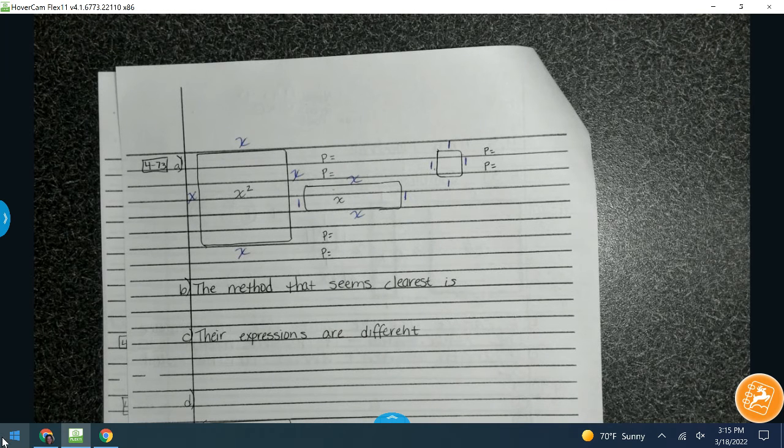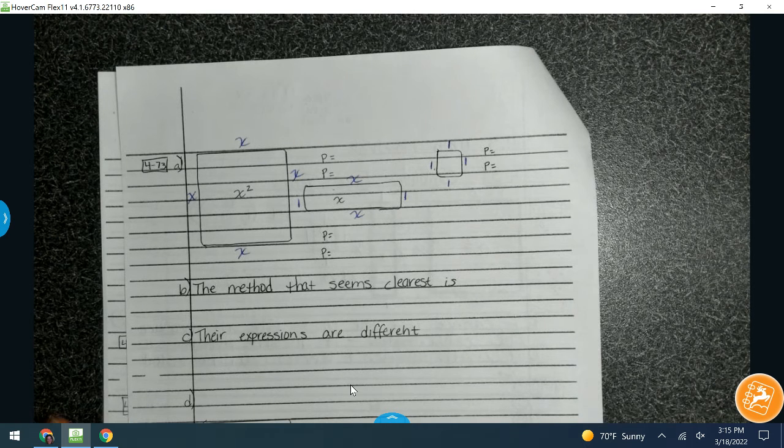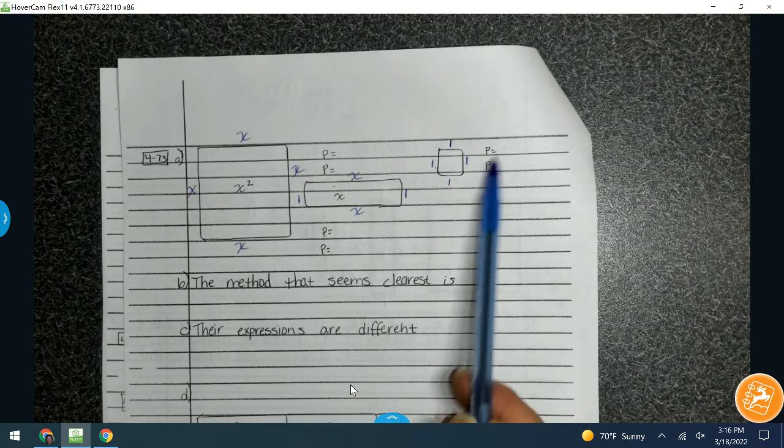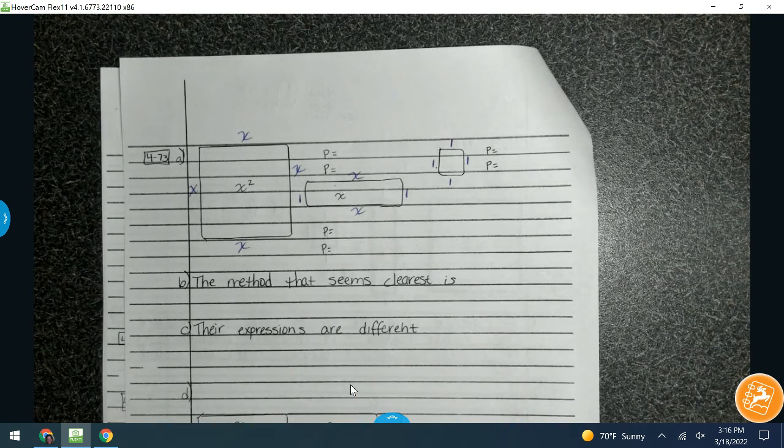Okay. So the next step, after we label it, we're going to write 2 different expressions for the perimeter. So I'm going to go ahead and start with the x squared. In class, I did this one, and then I had students do the other 2. But we're going to go ahead and roll with it.